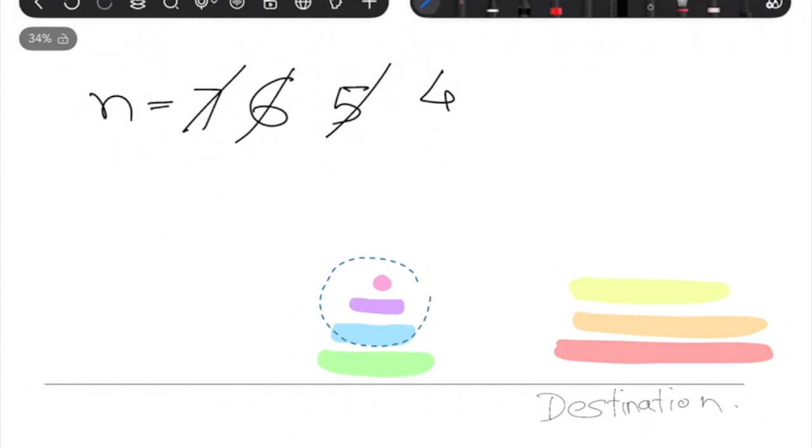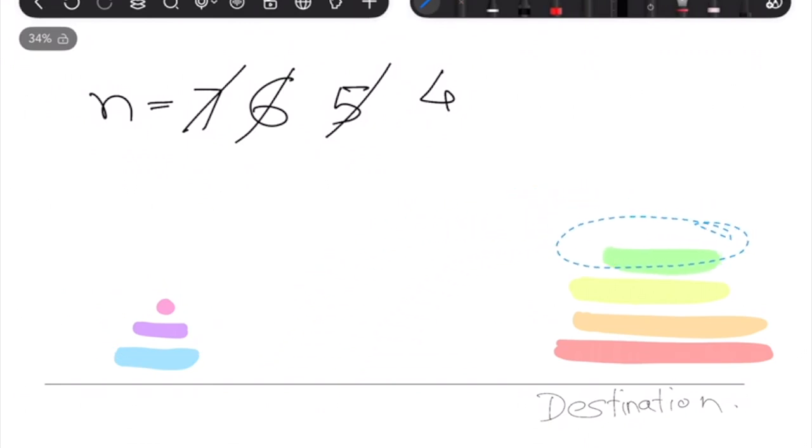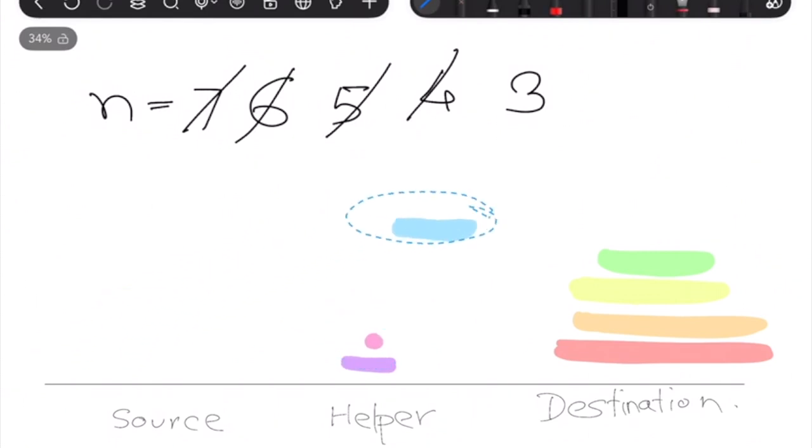We need to move n minus 1 rings, 3, to helper with the help of destination rod and move the largest, that is the 4th ring, to destination. Now our n is 3 and this is our new source and this is our new helper. Again, we need to move n minus 1 rings, that is 2 rings, to the helper rod and the largest, that is the 3rd ring, to the destination.